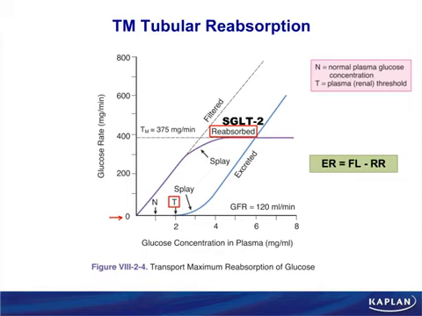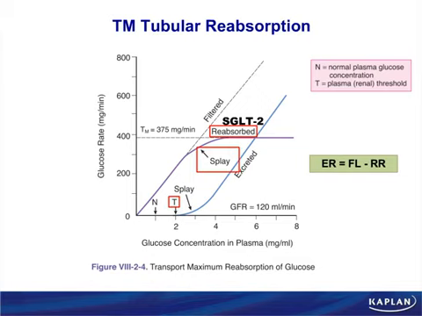Now, if you take a look at the reabsorption line, you can see that once you hit T, that line starts to bend. And then you see that curvature. We call that splay. Splay is a region at which some of the SGLT2 carriers are saturated, but not all. Splay is a region at which glucose is excreted in the urine, but not all of the carriers are saturated.